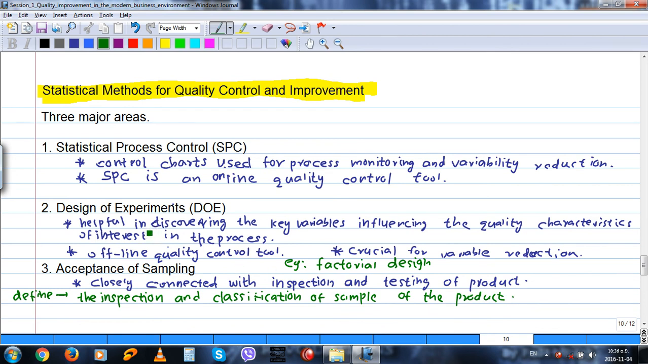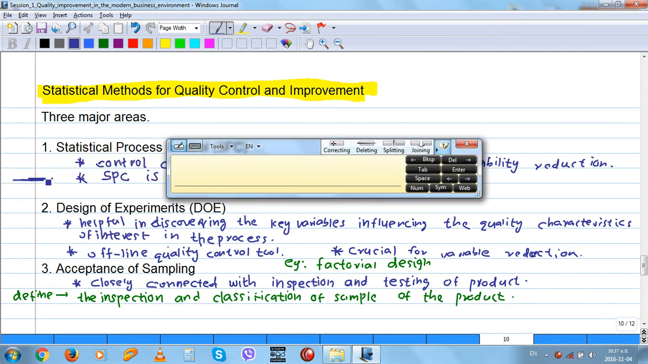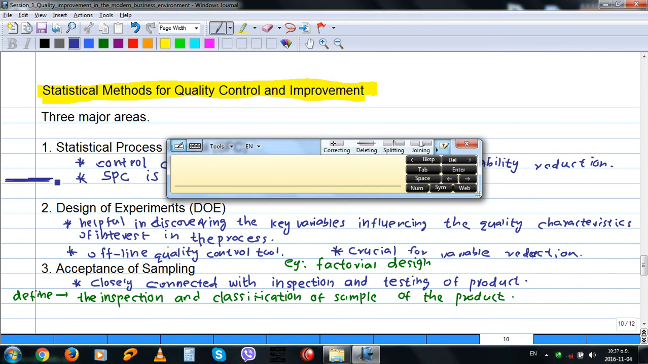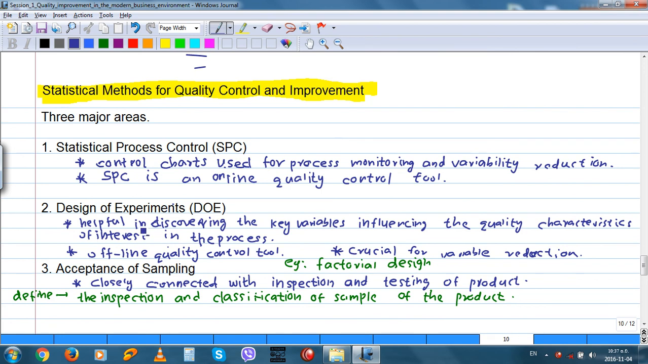Sample of the product. So we can select a product. And there are two types of acceptance sampling.